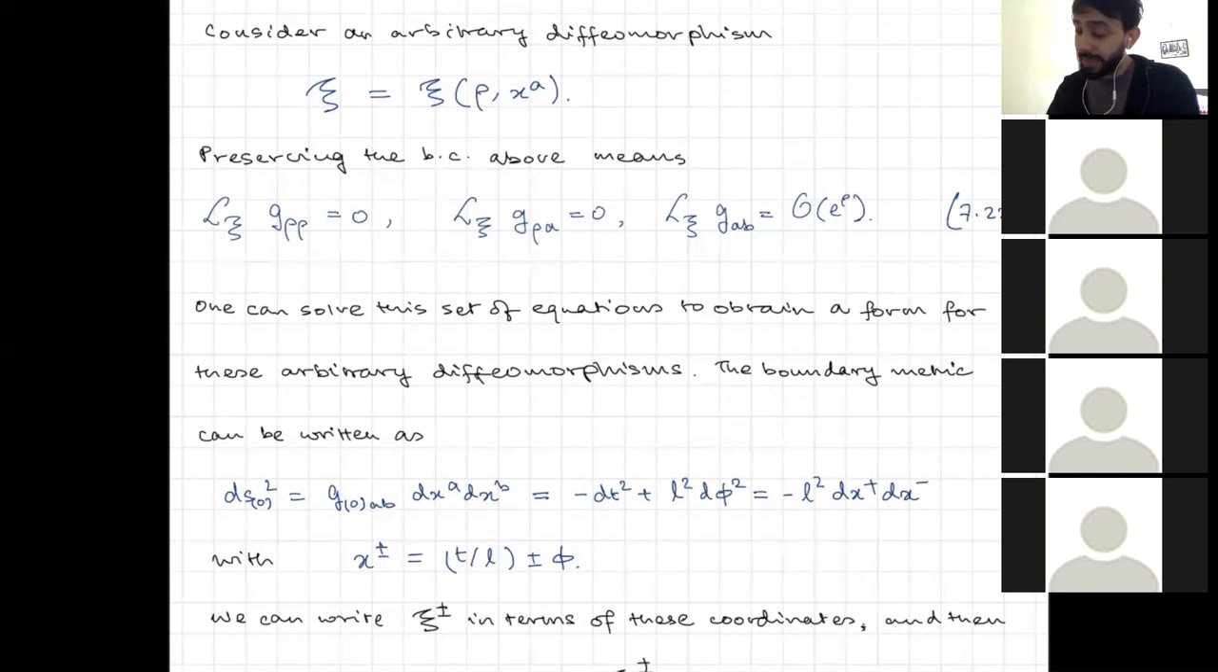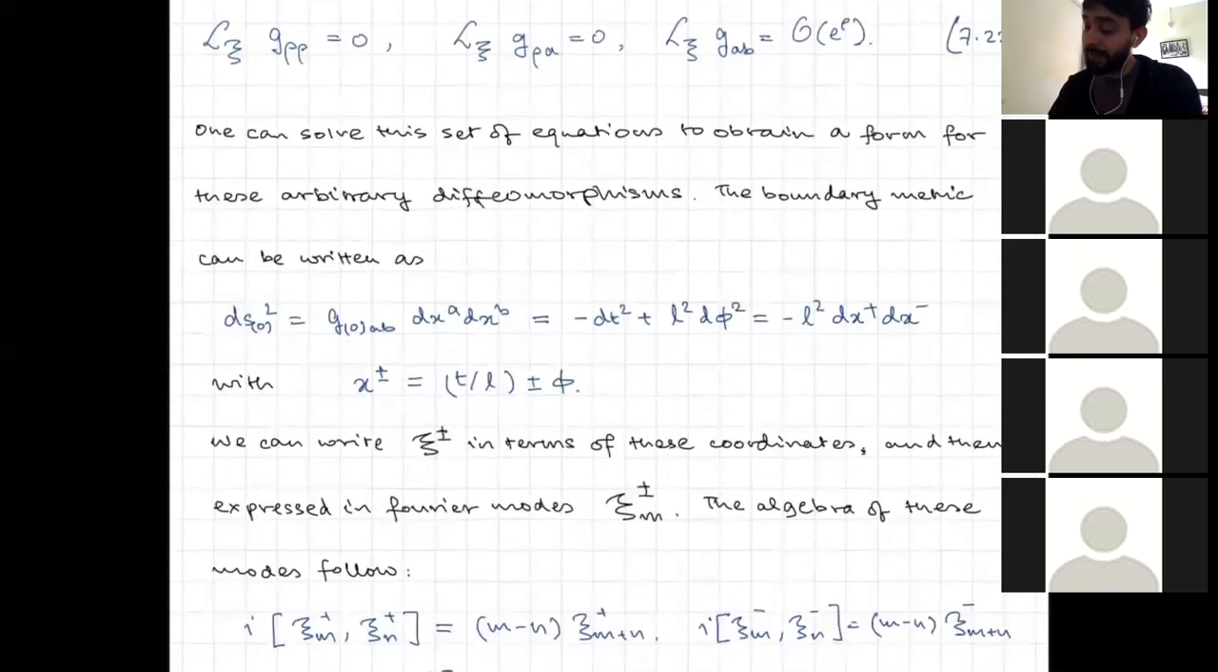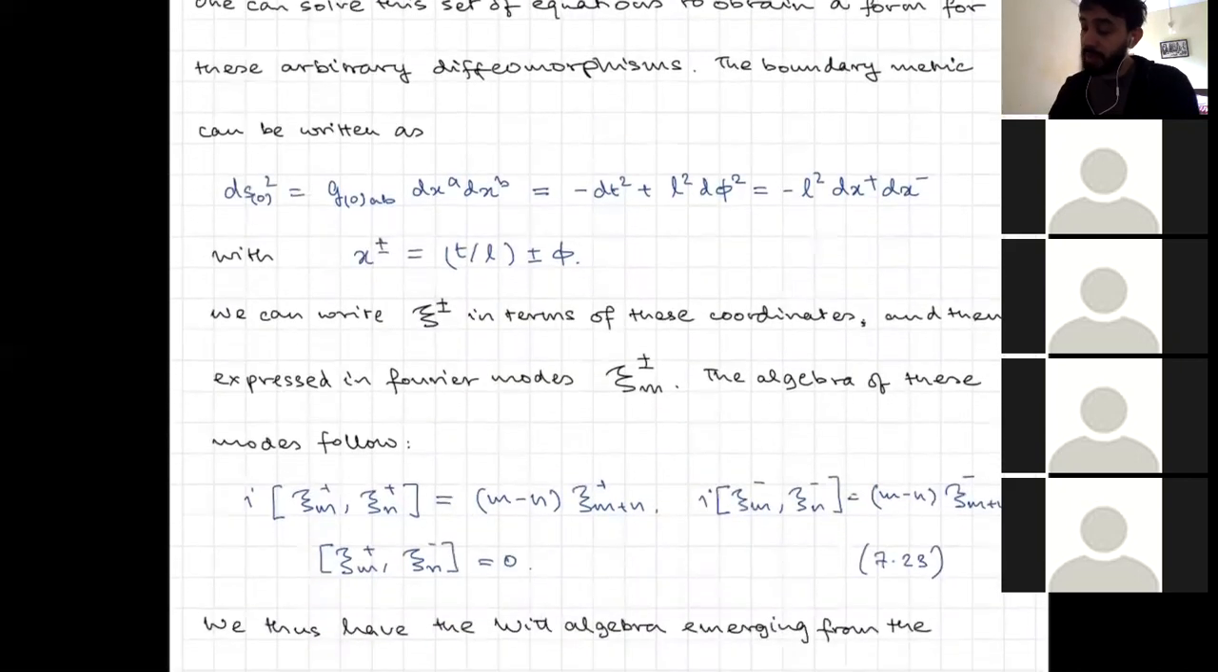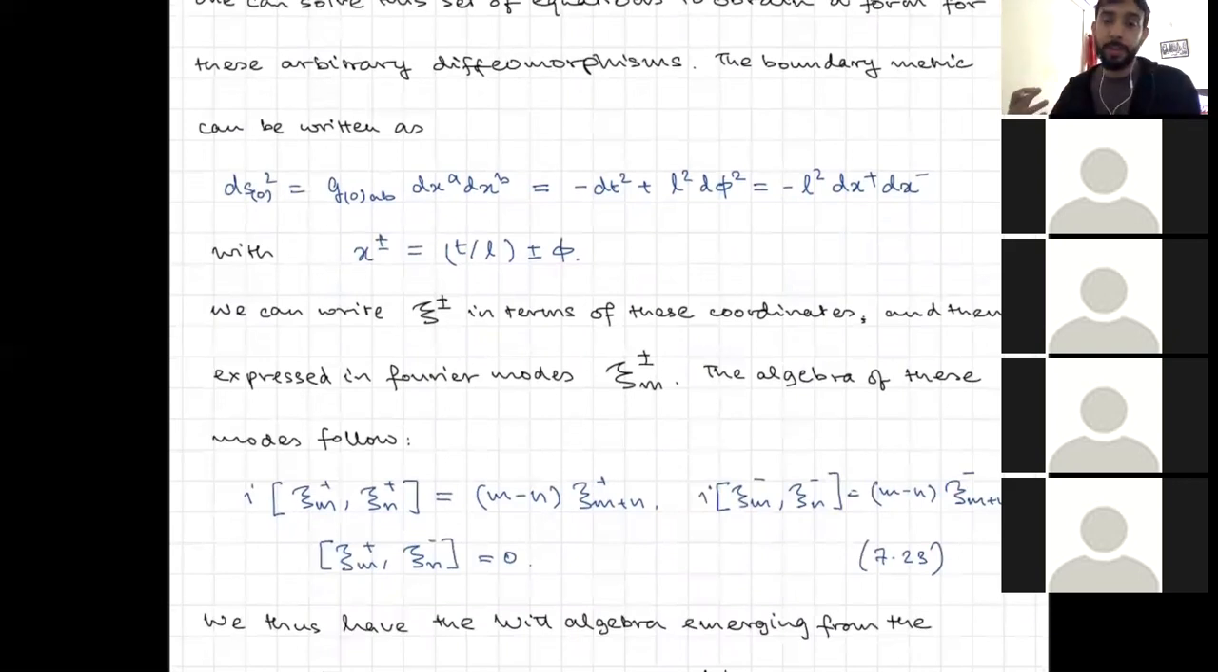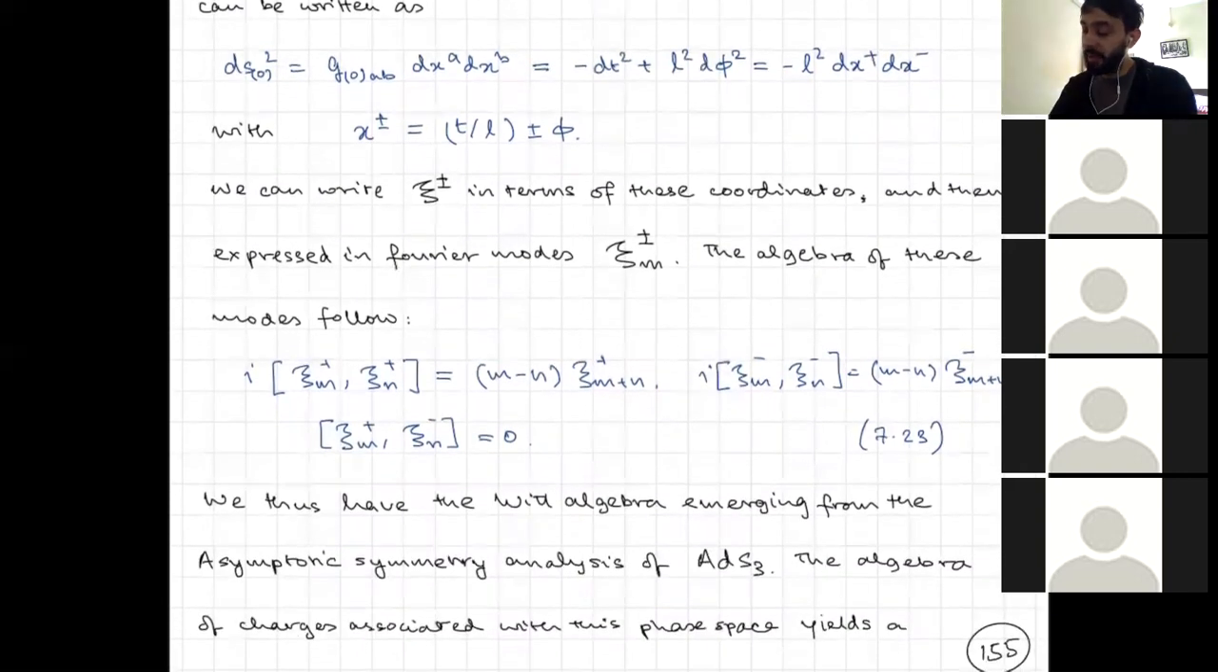And then what I said is that you write xi not in rho and x^a, but in x^±. If you do that, you're going to get xi^±, and you can break this up into Fourier modes, and the algebra that you have for these modes gives you two copies of the Witt algebra. So you have the Witt algebra emerging from an asymptotic analysis of AdS3.